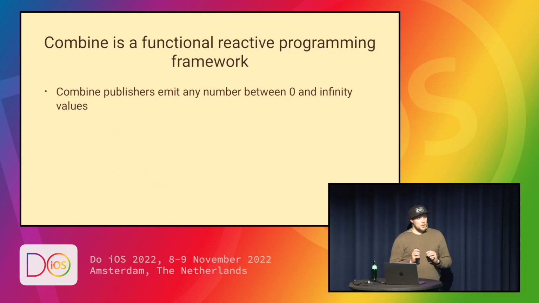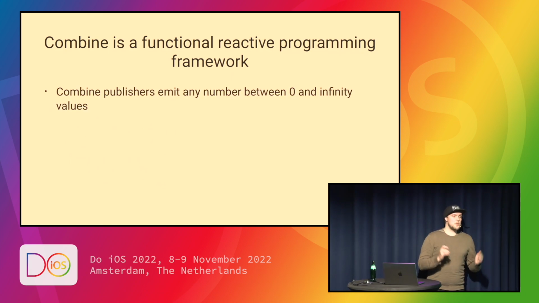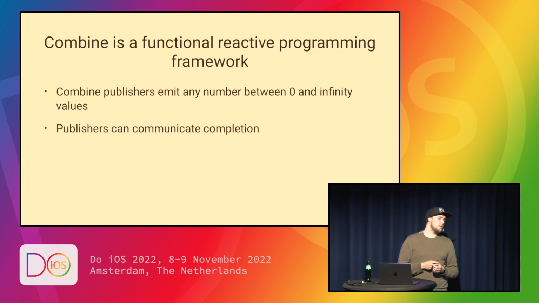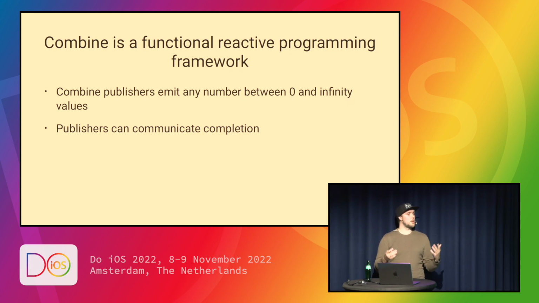A Combine publisher will emit anywhere between 0 and infinity values. There is no contract in Combine that says this will ever only give you one value. The publisher can also complete. It can tell you, I have emitted all the values that I wanted to emit, I'm done now. It can also tell you, I encountered an error and I cannot proceed. So it will either fail or succeed, but it will complete, or it will never complete. In some cases, that might happen as well.